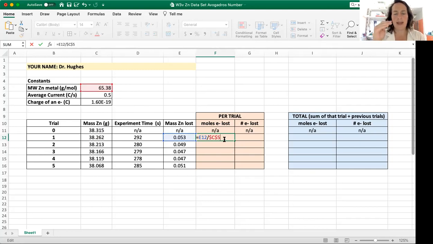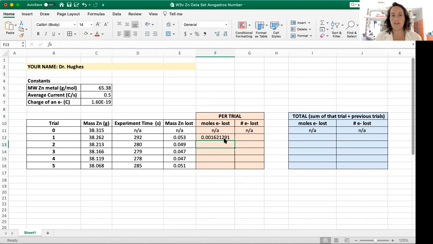So remember, it was mass divided by molecular weight times 2. So I could say times 2, just multiply by 2. Remember, the 2 is for every 1 mole of metal, I'm going to form 2 moles of electrons. And please review the Canvas page that walks through that calculation if that sounds confusing to you. I'll hit enter, and that's how many moles of electrons were lost.